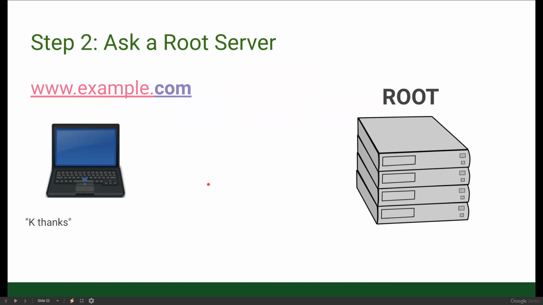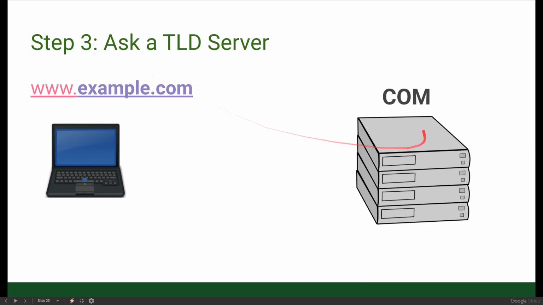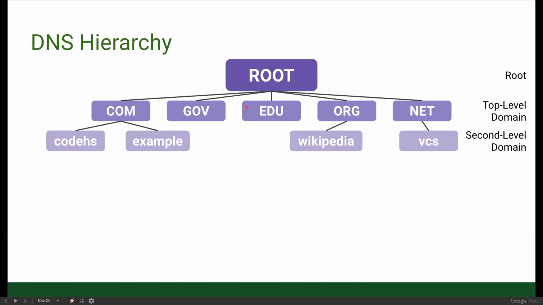Cool, thanks. All right. So next we're going to ask a TLD server for a more specific thing. We can ask com where example.com is now. So if we go to the next level down in our hierarchy, we went from root to top level domain. So we're following this path to our com server. And then on the com server, any website that ends in .com is going to be known about here. So we can find CodeHS.com or example.com.